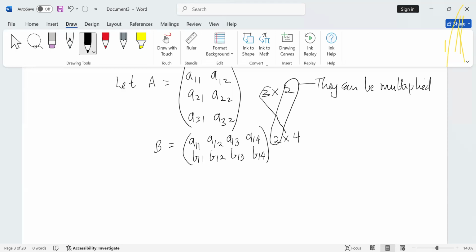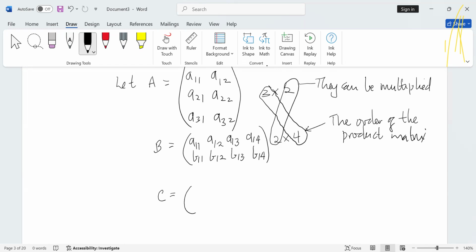Then this one gives you the order of the matrix, the product matrix. C will be a 3 by 4 matrix, meaning you'll have 3 rows. C is the product.